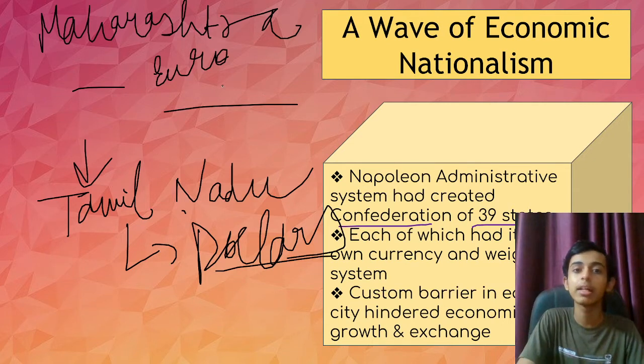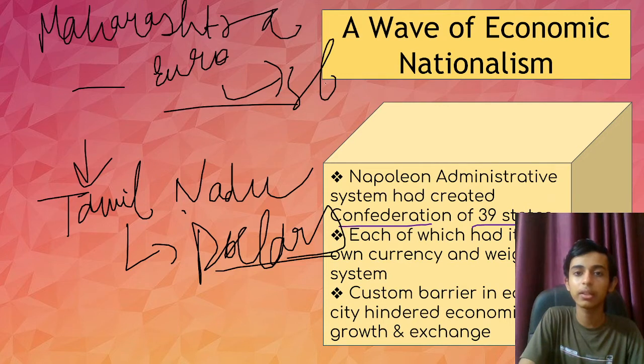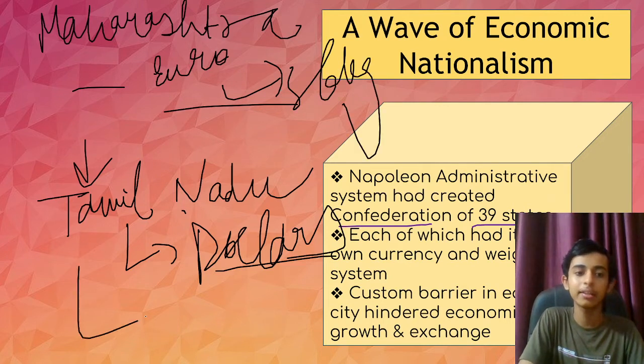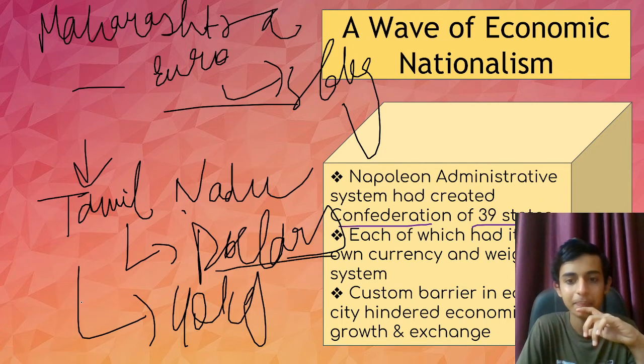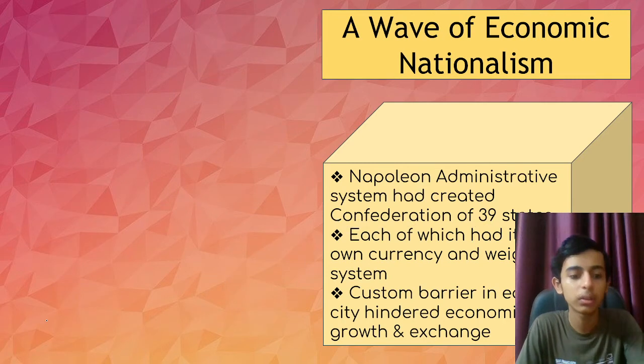Weighing system is different. Here in Maharashtra, your weight is around 36 kg, and here in Tamil Nadu, it's 40 kg. Now, wouldn't this create a problem? Tell me. Chalo, this is just about the weight and all.